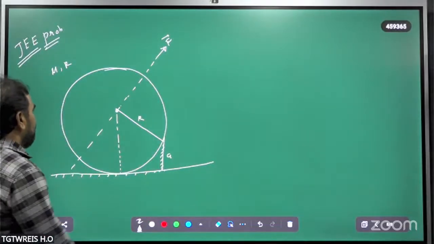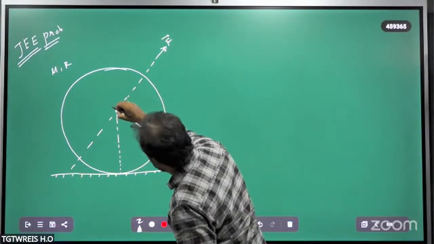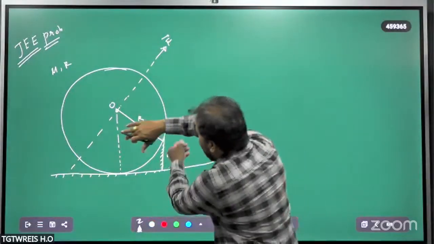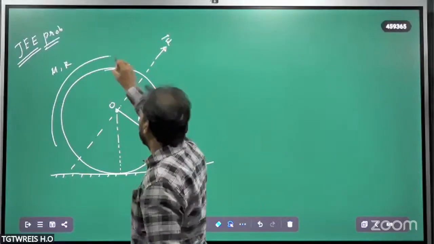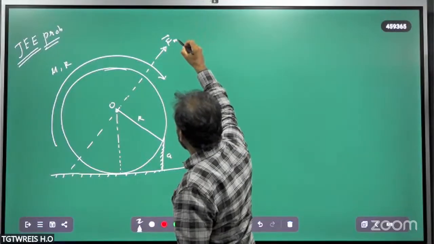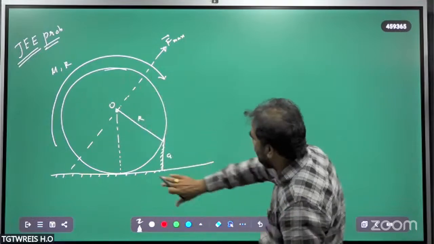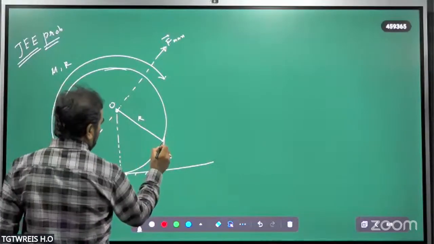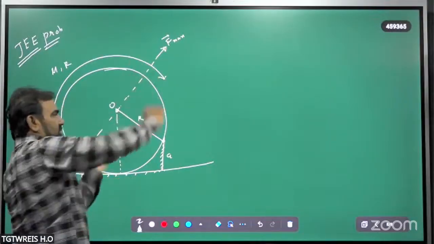So with what minimum force should we apply on the wheel about the point O, such that the wheel steps up from this step? The wheel steps up. Is it clear?